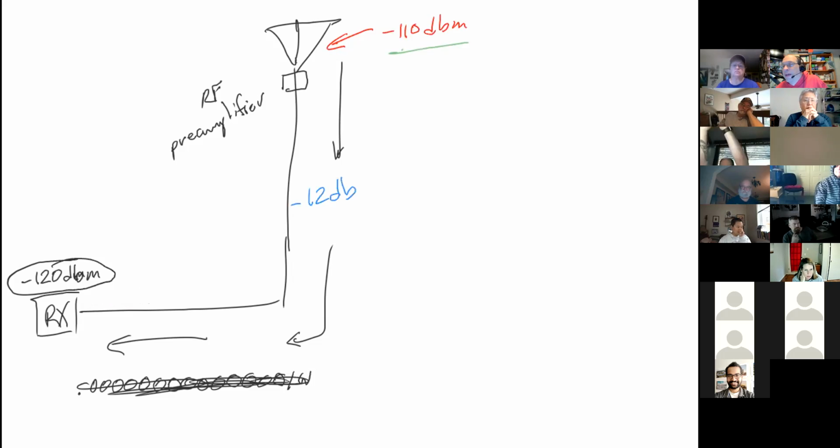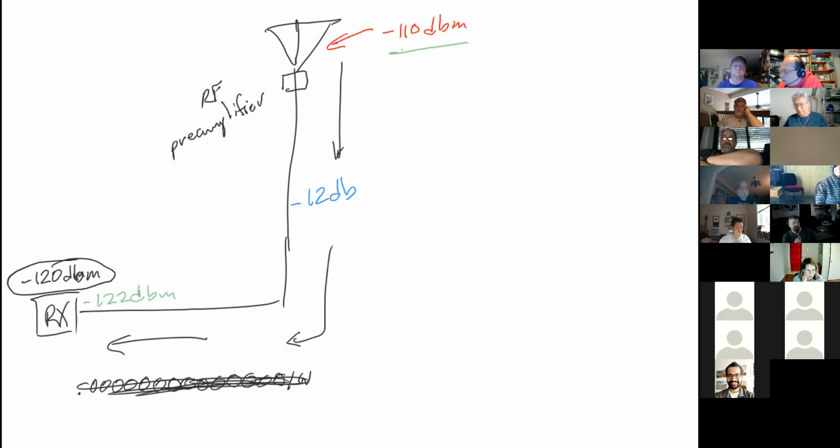You just add them together. So what's minus 110 and minus 12? Minus 122. So is that above or below that threshold? Below. Because remember, it's negative. It's going down. What will I hear? Nothing. No signal at all. Okay, so clearly I have a problem.